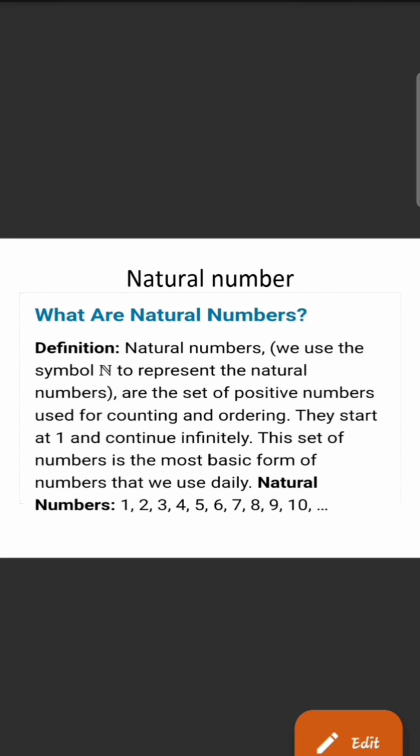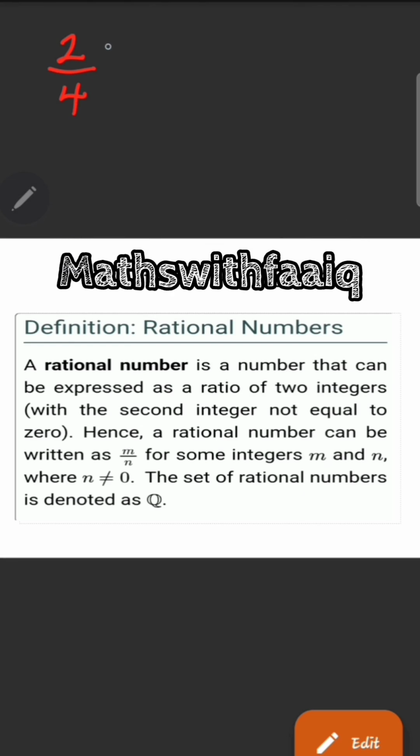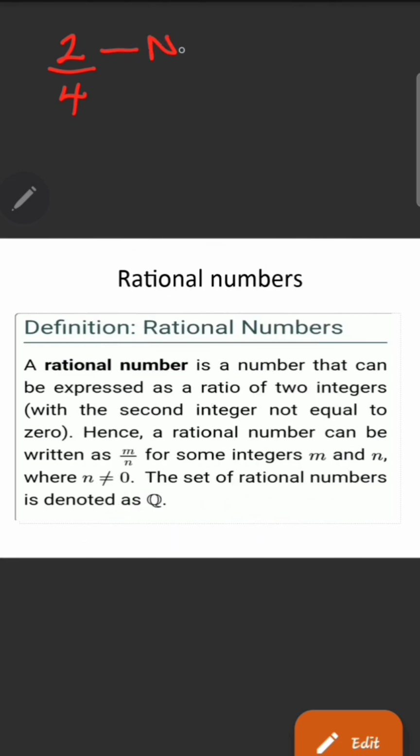Let's move to the next one, which is rational numbers. What are rational numbers? A rational number is a number that can be expressed as a ratio of two integers. That is, any number that you can write as a fraction is a rational number. When you have something like 2/4, you can see that this one has a numerator and a denominator. Anytime you have a situation like this, that is a rational number.